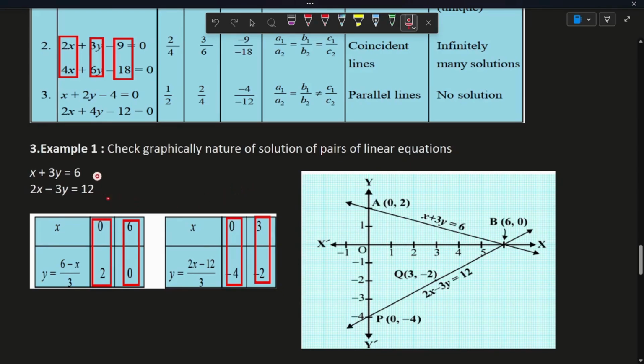For example, x plus 3y equals 6, 2x minus 3y equals 12. These are two different linear polynomial equations, or linear equations. When we represent them graphically, we get one linear polynomial line, this, and another polynomial line, this. These two lines are intersecting at a particular point, 6, 0. So the solution of these two linear polynomials is 6, 0.